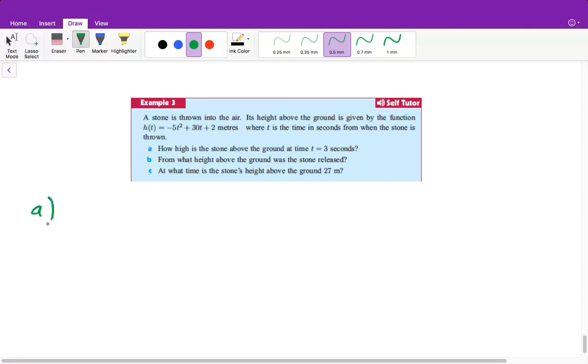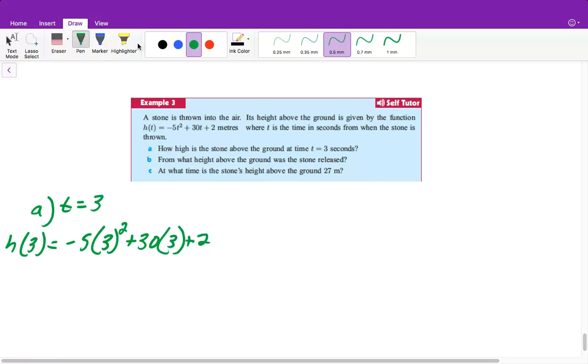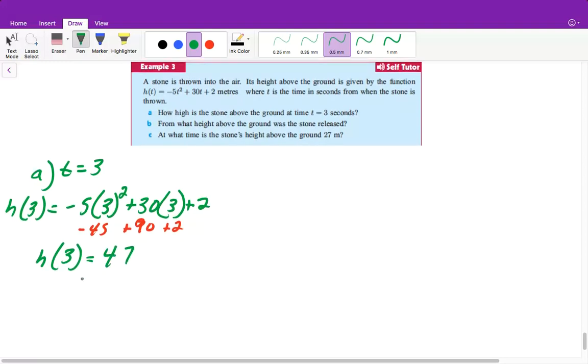So for that one, we just need to go ahead and substitute in for t. So t is equal to 3. So that means h of 3 is equal to -5 times 3 squared plus 30 times 3 plus 2. So then here we would get 3 squared is 9. 9 times negative 5 is negative 45. 30 times 3 is plus 90 plus 2. So then our h of 3 is equal to negative 45 plus 90 is 45 plus 2 is 47. So when t is equal to 3, we are 47 meters above the ground.